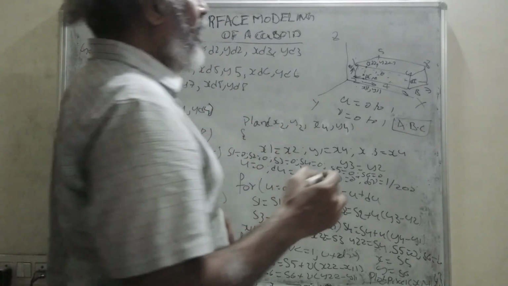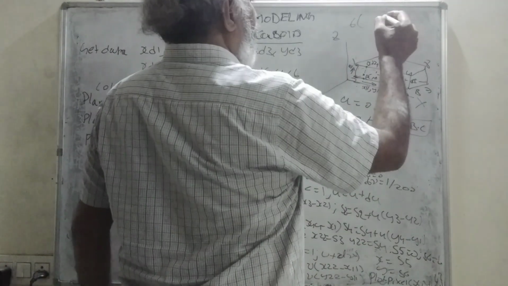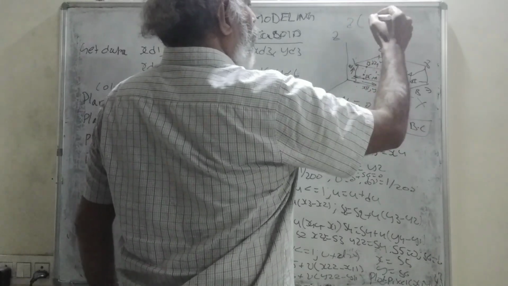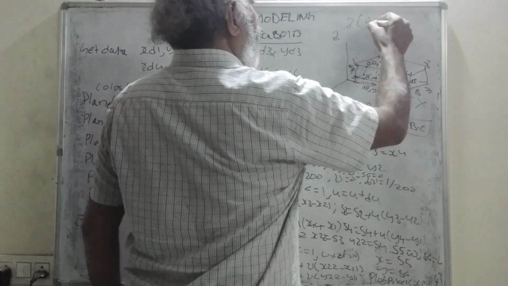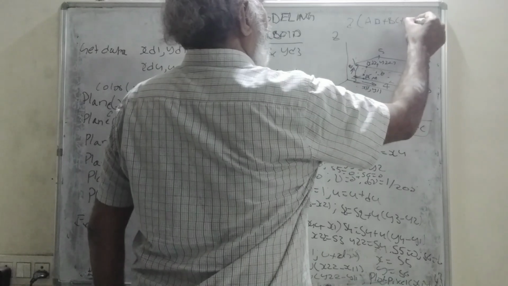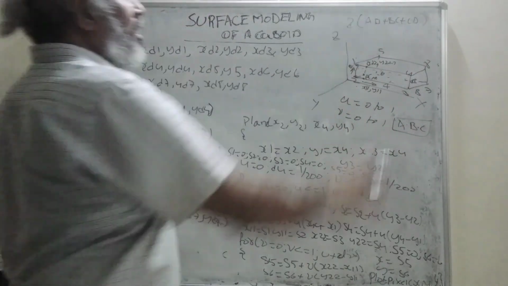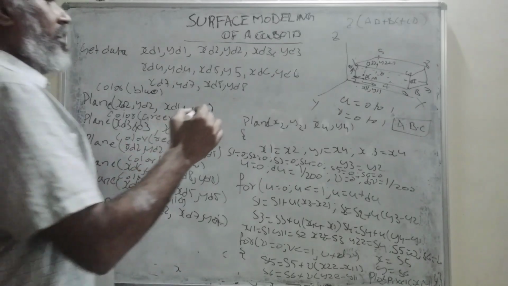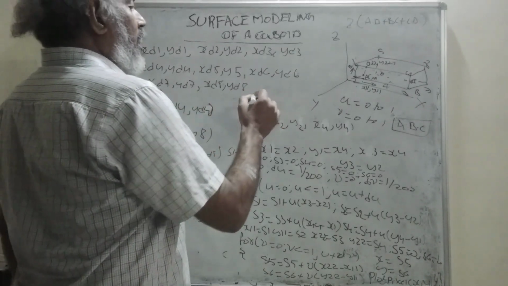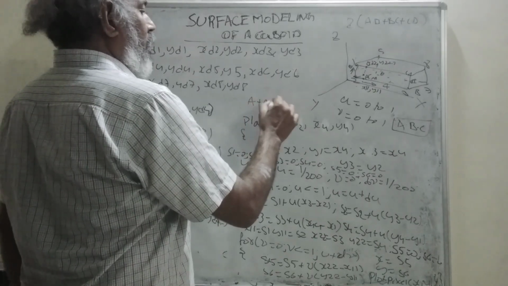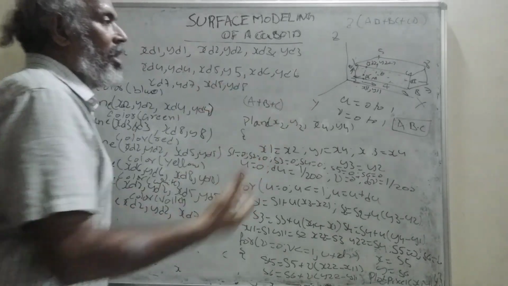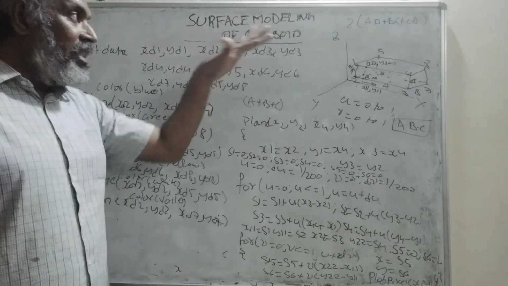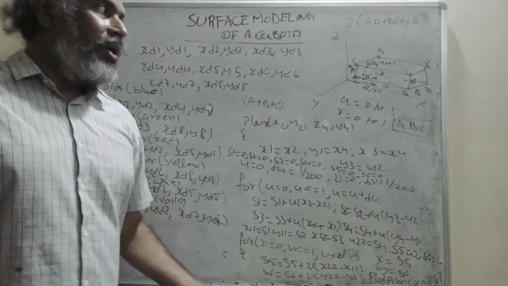In surface modeling, 6 faces are there. So 2 into (AB plus BC plus CA). These are the number of pixels you are trying to generate in case of surface modeling. In a straight line, how many? A plus B plus C. That is the number of pixels you are trying to show in case of a wireframe model. So there are 3 different models that we are trying to show.